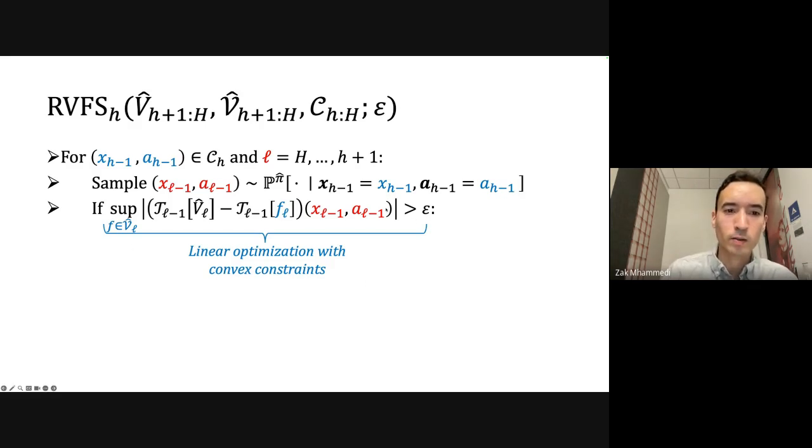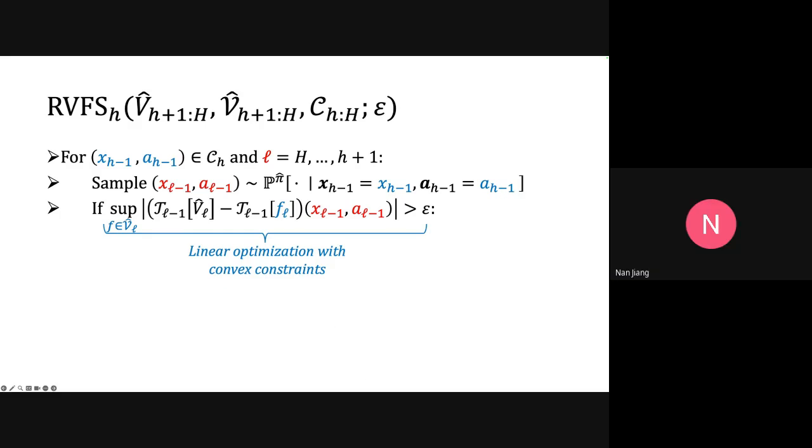Do you have a question about this? Yeah, I mean, I can see how it's linear if you directly linearly parameterize the V value function, but you also mentioned some setting of Q function approximation. In that case, isn't that a little bit tricky?